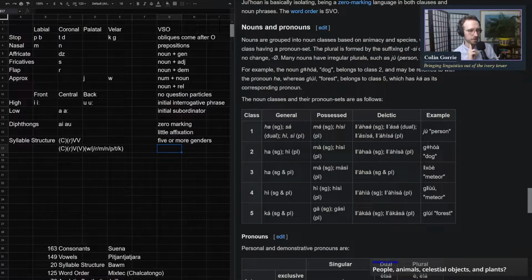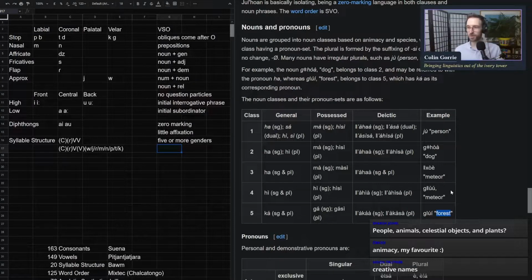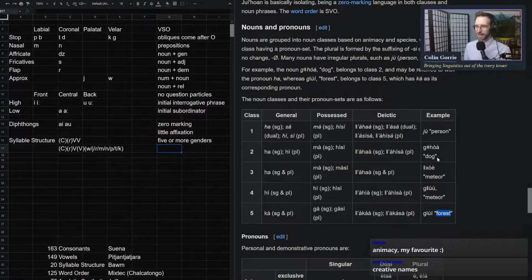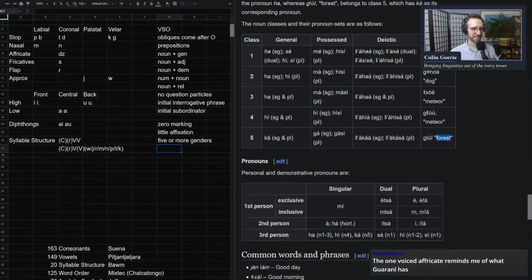Interesting. So here we have person, dog, meteor, a different word for meteor, and forest. So who knows what the semantic basis of this is? I'm sure there is one. But like all of these noun classification systems, they both have a semantic basis and frequently just have exceptions and have things which are only in one noun class because they have a particular ending. That's pretty common with these things.